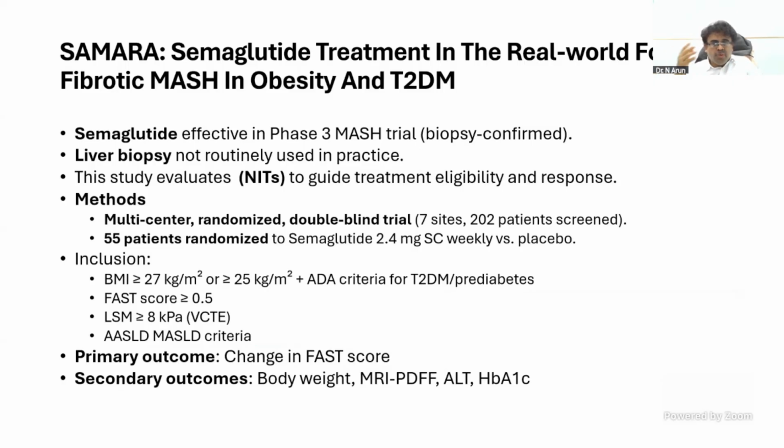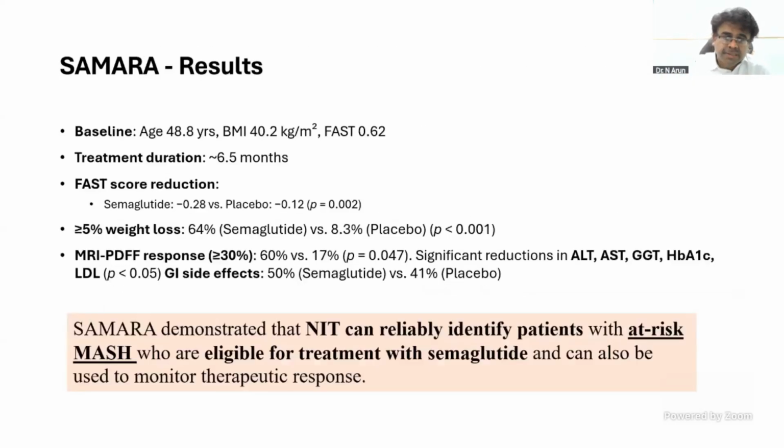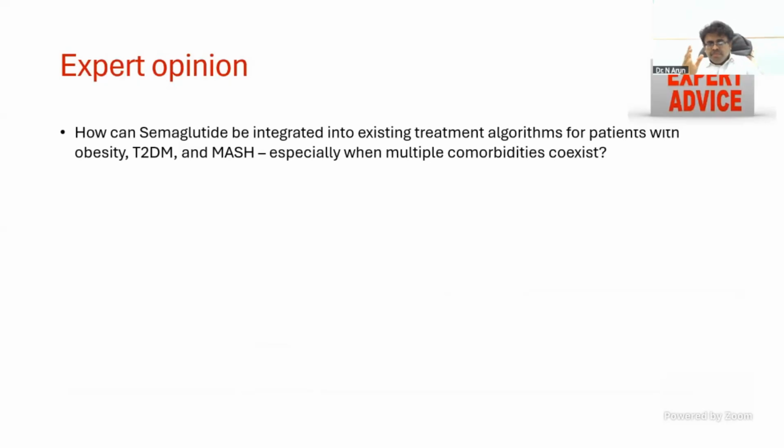PDFF you can take into account, which showed a significant pointer, but in the Indian scenario it is very difficult to establish for most patients because cost constraints and other things are a challenging task to address. So in this paper, it showed that non-invasive tests can reliably identify patients at risk of MASH who are eligible for treatment with semaglutide and can also point out their treatment response. So the FAST reduction and MRI-PDFF response, all these points should be addressed with your Samara. So these are the questions that have been flowing here.